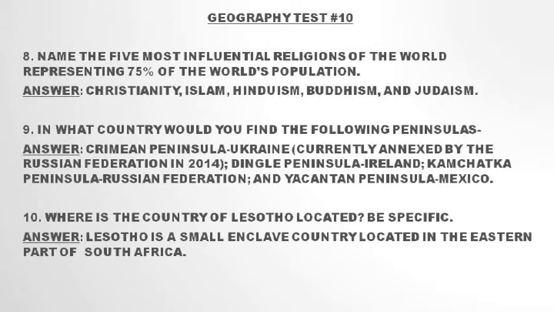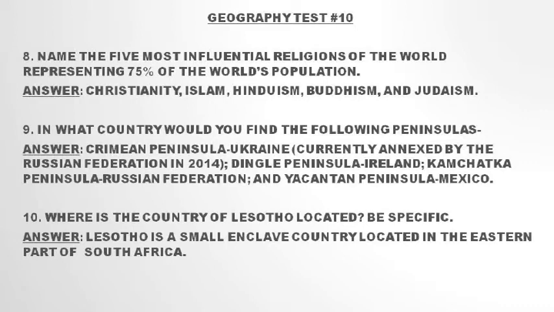Question 9, in what country would you find the following peninsulas? The answer, Crimea Peninsula, belongs to the Ukraine. It was annexed by the Russian Federation in 2014, but to this day, the Ukraine still lays claim to the peninsula. Dingo Peninsula is an island. Kamchatka Peninsula is in the Russian Federation, and the Yucatan Peninsula is in Mexico.